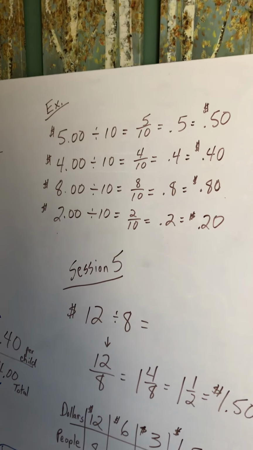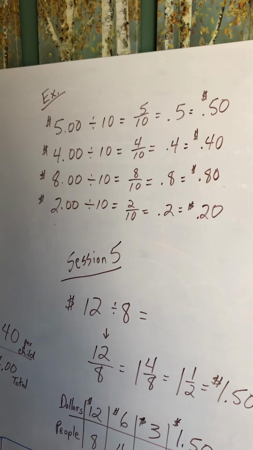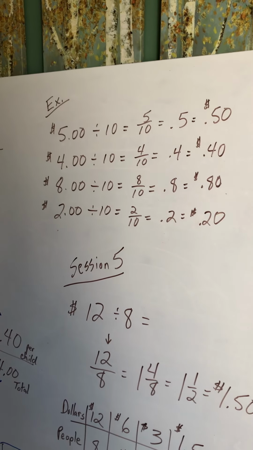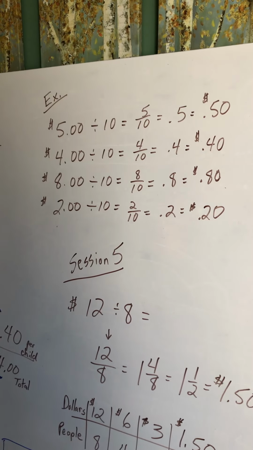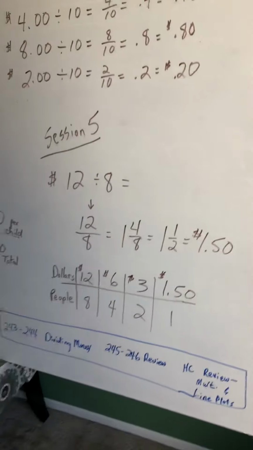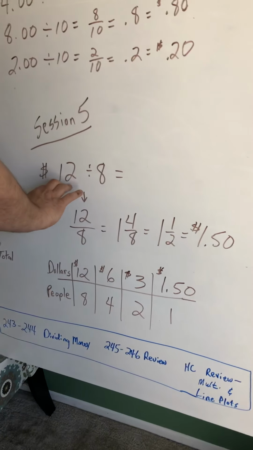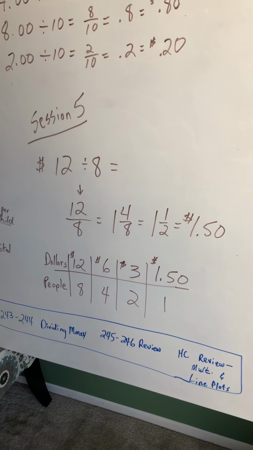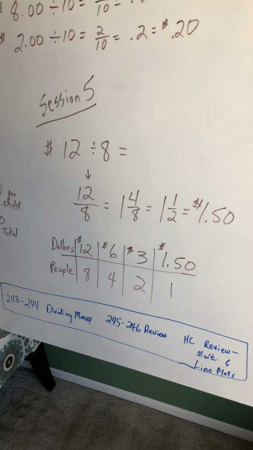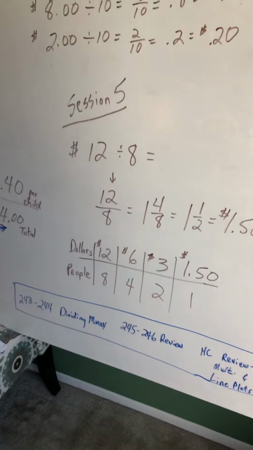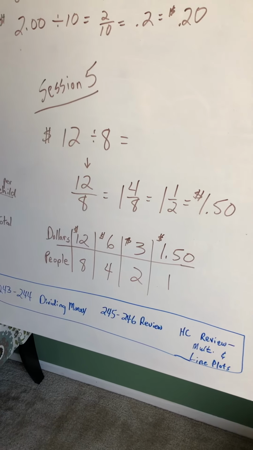Okay? Now, I know the first couple pages of your student book is dividing up money. So that's why we're spending so much time on this right now. So session 5 talks about, well, if you had $12 divided by 8, well, I just said that's the same thing as a division problem. That's 12 divided by 8, okay?